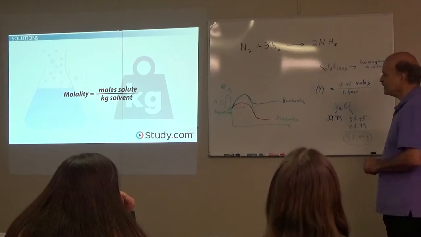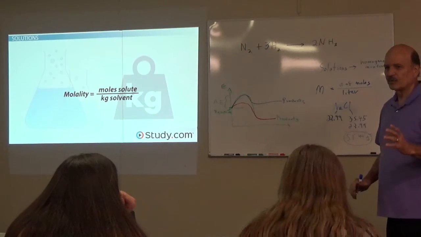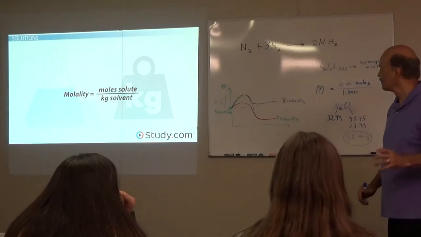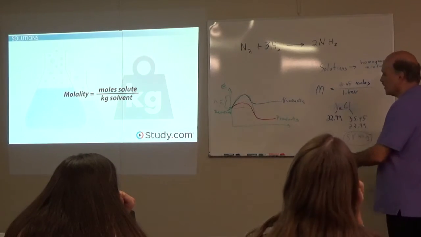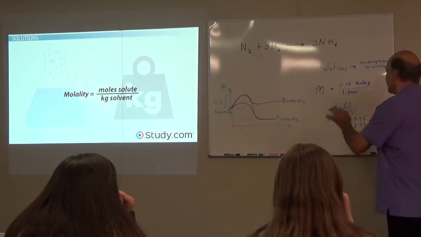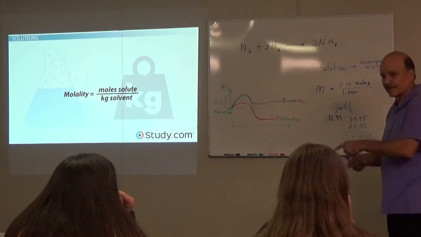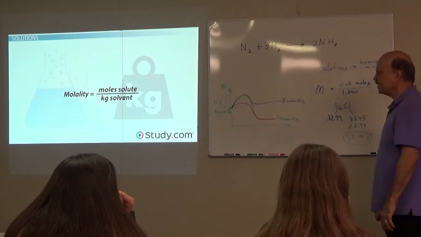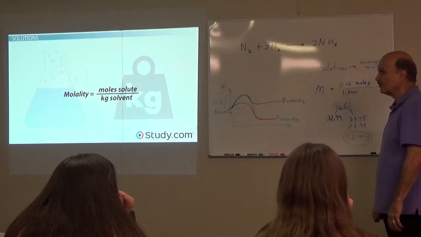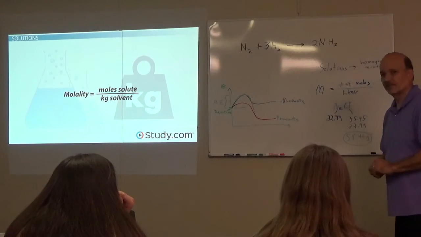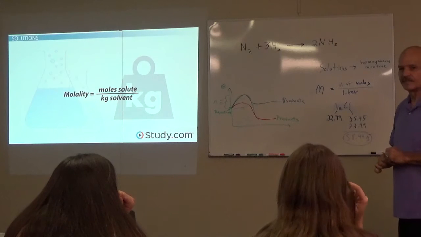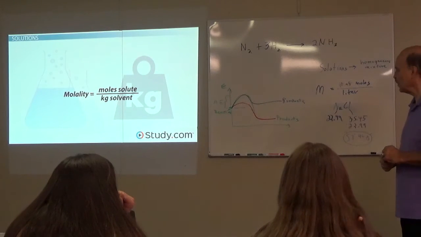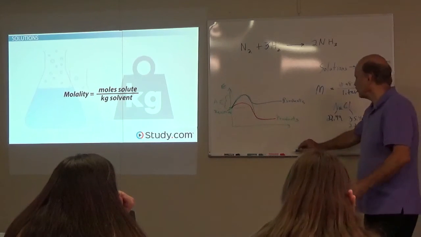So if they say to make a 1 molar solution, you're going to take 58.44 grams of table salt and dissolve it in 1 liter of water, and that is 1 molar. If they said we need it to be 0.5 molar, you're going to take half this amount and dissolve it in a liter of water. That's what molarity is about. It's a way to describe how concentrated a solution is.